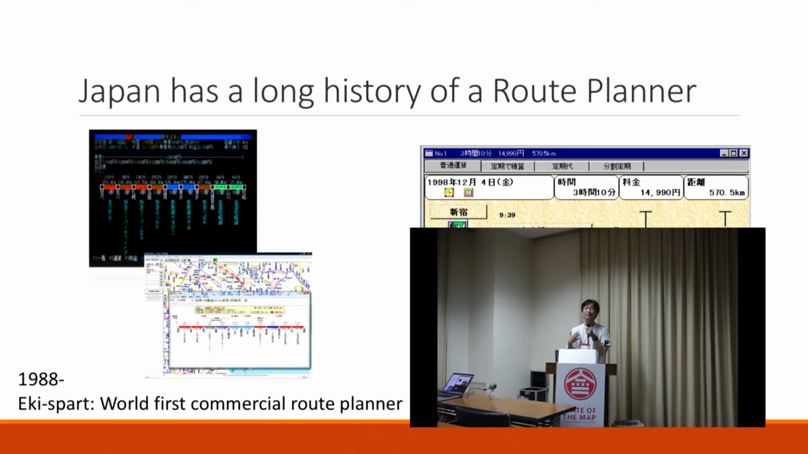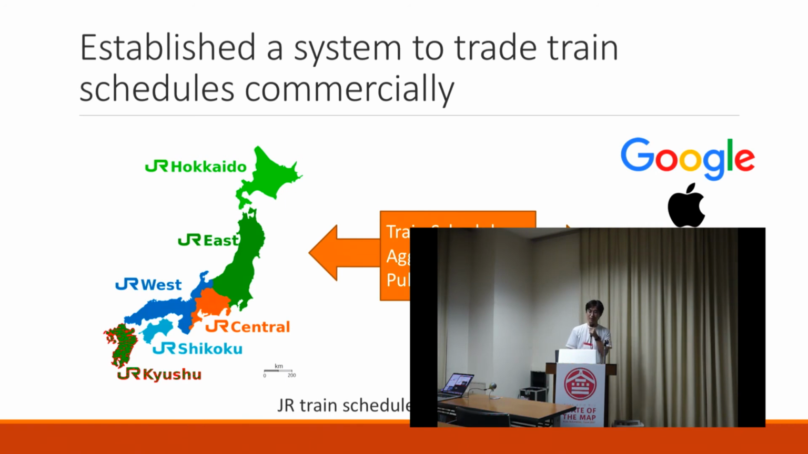So we can just follow this instruction, even when taking the complex Japanese railway system. It's very simple. Japan has a long history, almost 30 years, of route planners. During this development process, they established a commercialized system to trade train schedule data. JR is the largest railway company in Japan. It was originally the national railway company, but now it is a private company.